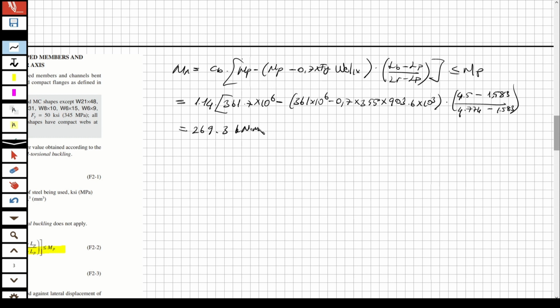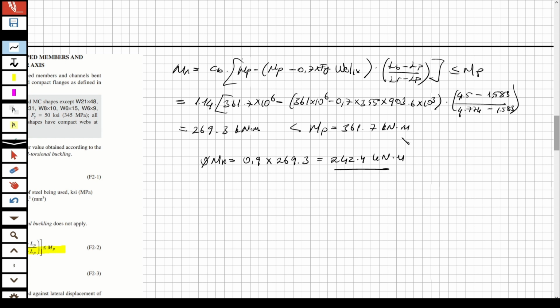kilonewton meter. And this is, if you remember, smaller than MP equal to 361.7 kilonewton meter. So now let's calculate the moment capacity. For the moment capacity, I have to multiply with the coefficient. So it's going to be 0.9 multiplied by 269.3. And this is going to be equal to 242.4 kilonewton meter as the moment capacity of the strong axis.